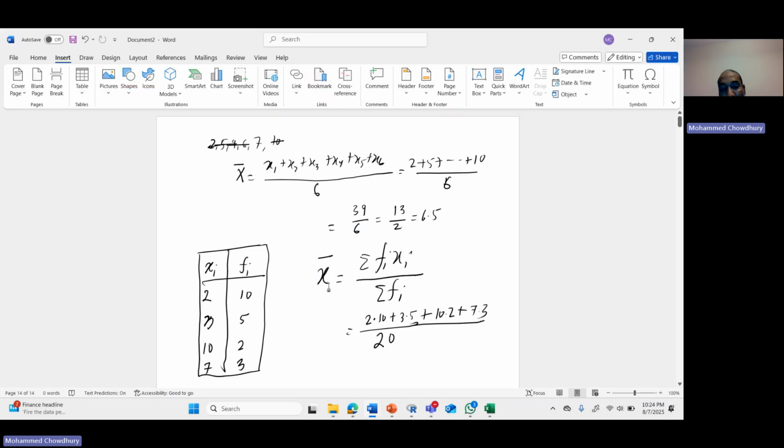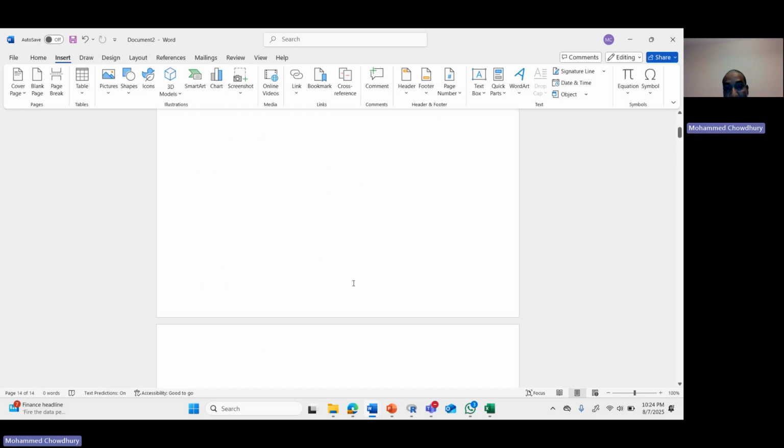So this is the way, this is known as finding the mean of a variable where data is given in the format of a frequency table. Okay, the data is given in the frequency table. So we have learned how to compute mean by using paper and pencil, by using Excel, as well as by using R.